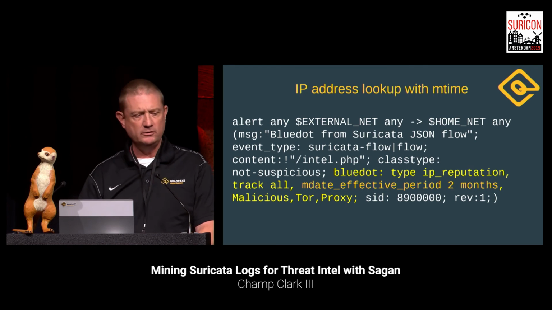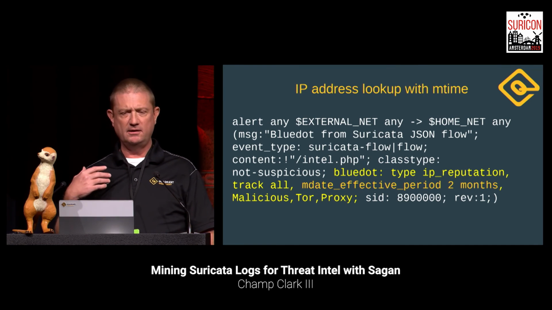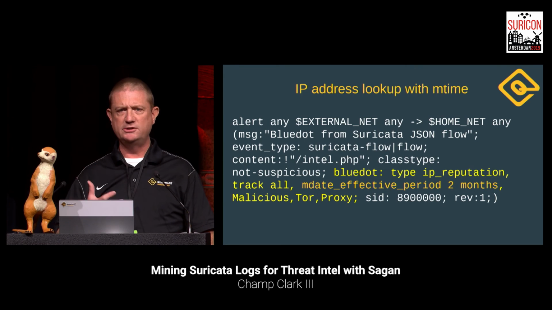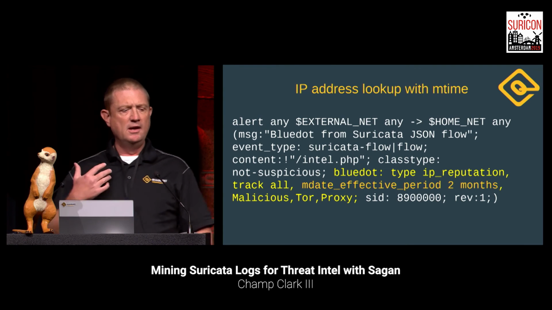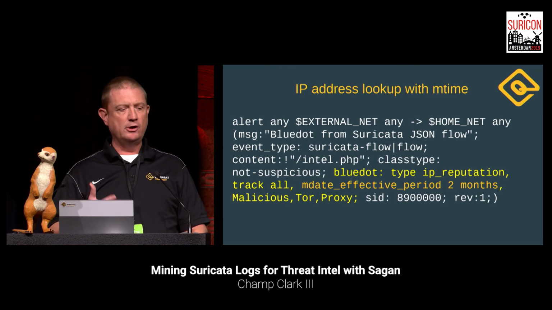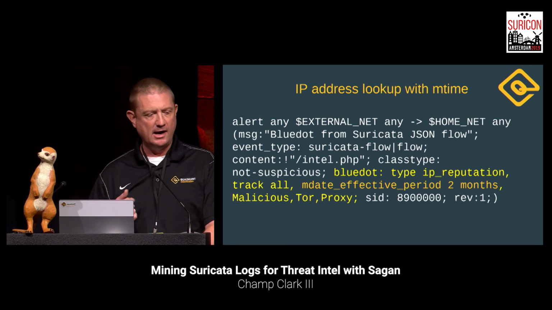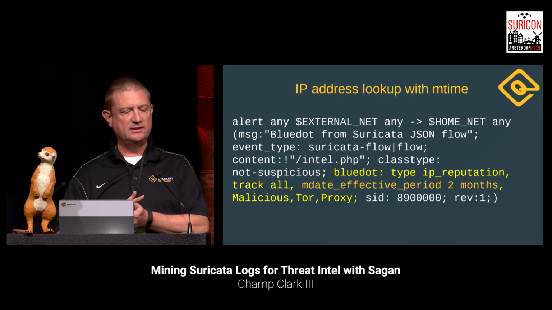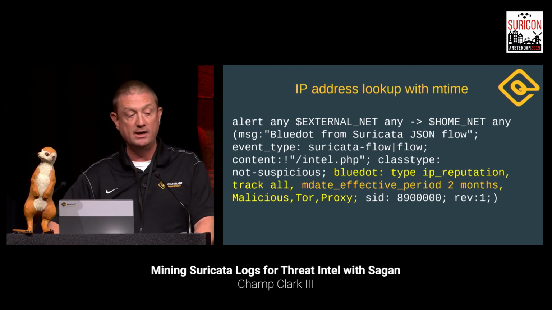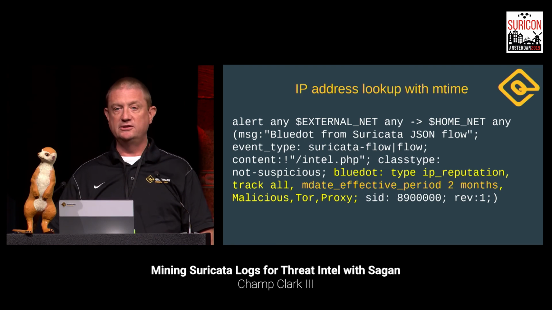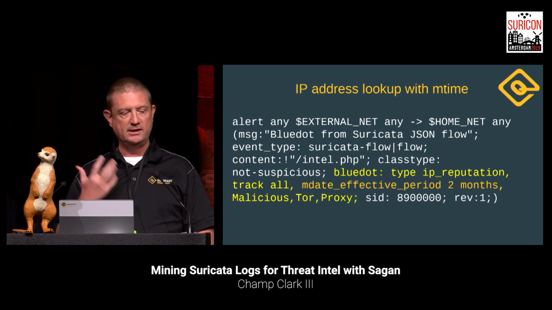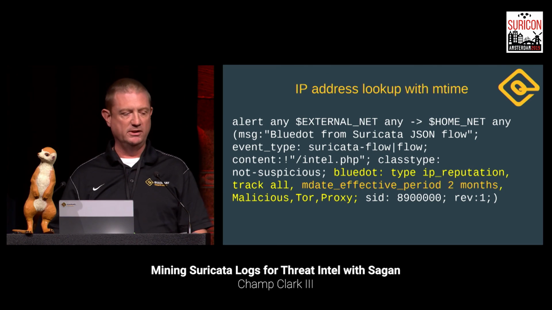Now, the other issue that I mentioned was being able to rotate this data out as it gets older. So you'll see in here, just like before, we're using flow data, and we're going through it and doing queries against the reputation database, just like we did before. In this particular case, you'll see where it says mdate_effective period. What that's saying is the modified date within the last 2 months. If it's not within the last 2 months, then it's going to discard it. It's going to say, well, I'm not as interested in this. And then of course it says, is it malicious, or is it Tor, is it a proxy, or whatnot.